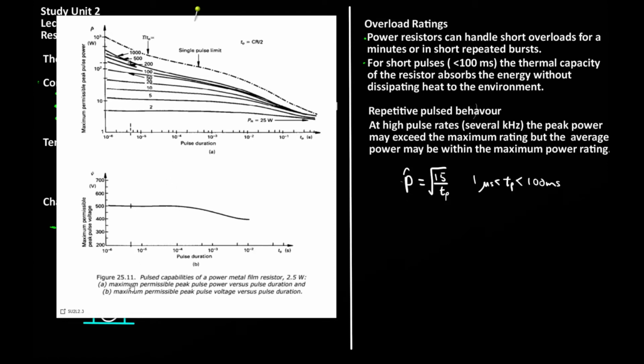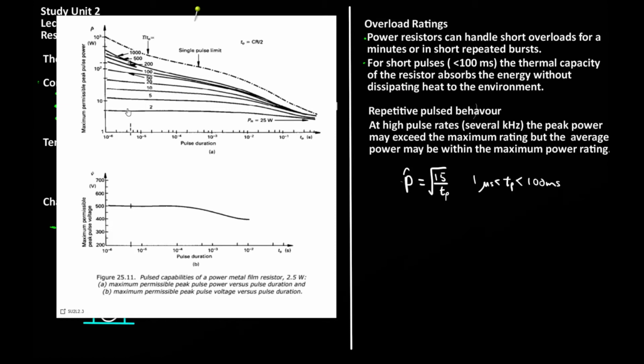Shown here in 25.11 from the text is the maximum permissible power dissipation. This is the actual pulse duration. So there will be some limit, which is the single pulse limit. In other words, that is the most power that can be dissipated in a single pulse. If, however, the pulse is within this limit, then depending on the length of the pulse, the amount of average power which can be dissipated will vary.